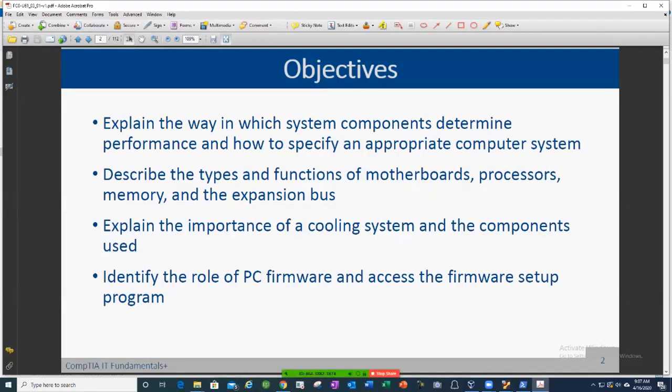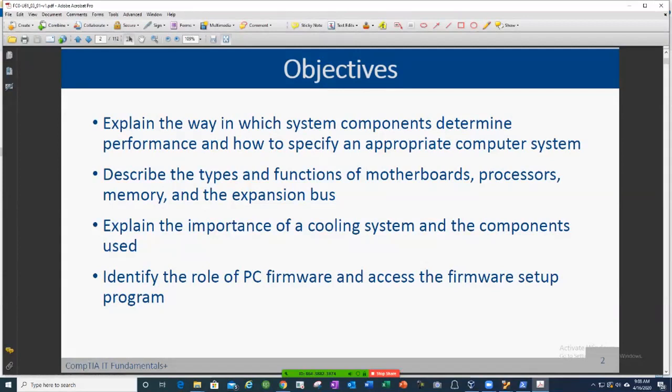systems. You should also be able to describe the types and functions of motherboards, processors, memory, and the expansion bus, which are the main components of a system. So basically, the power and the function of the computer depends on the power of these components. You should also be able to explain the importance of a cooling system and the components used. As you may or may not know, the inside of computers gets extremely hot, and therefore you need to have a proper cooling system in order to accommodate for that.